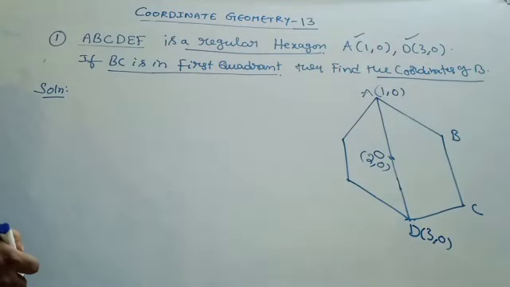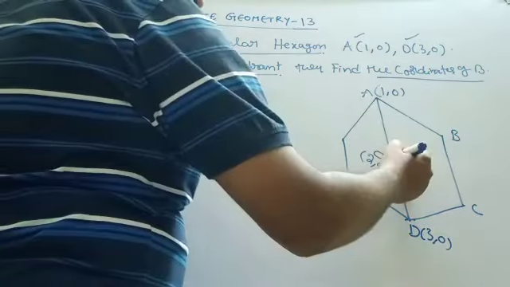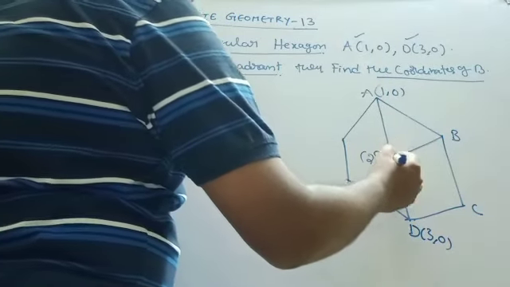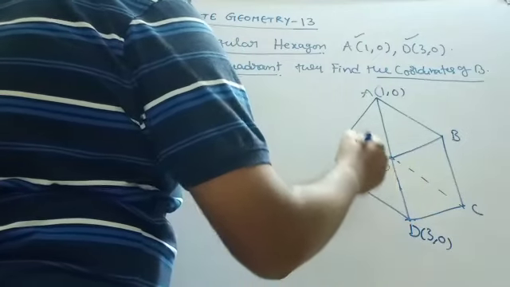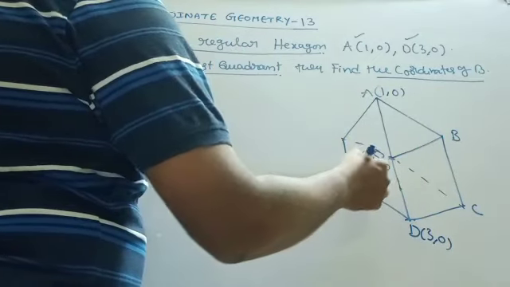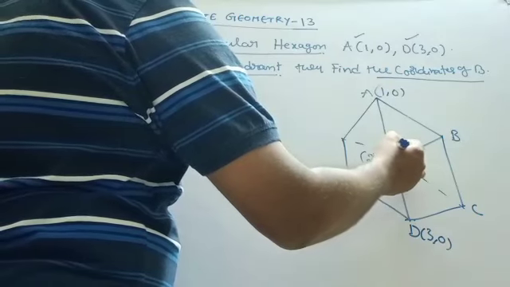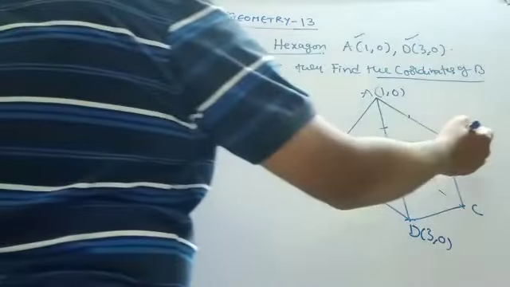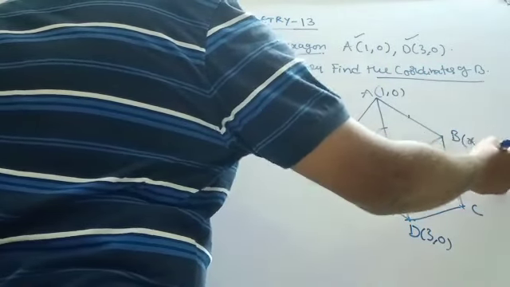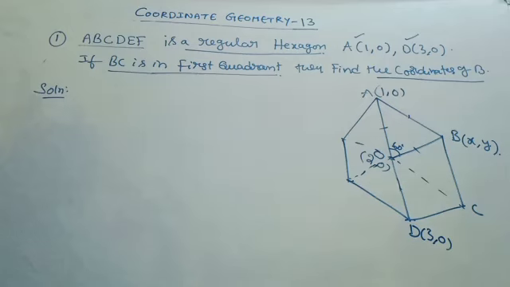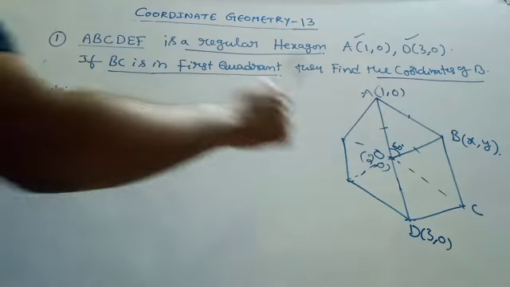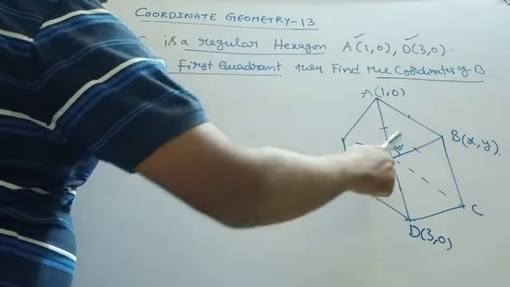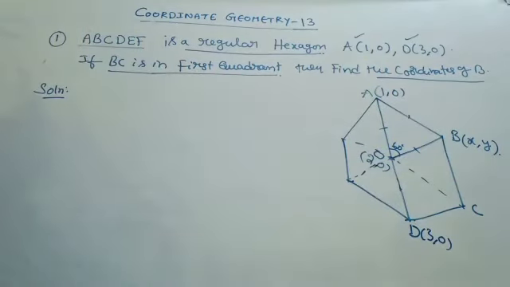Now we need to find the coordinates of B. You join this, and you know that a regular hexagon will be like this. Even if you join like this, you are going to get 6 equilateral triangles. This angle is 60 degrees, and all these three sides are equal. We don't know B, so we take it as (x, y). You have got 6 equilateral triangles. A you know, O you know, and B you need to get.